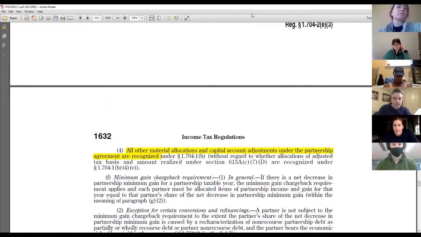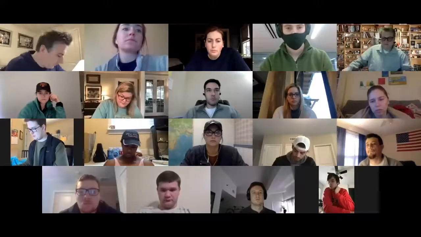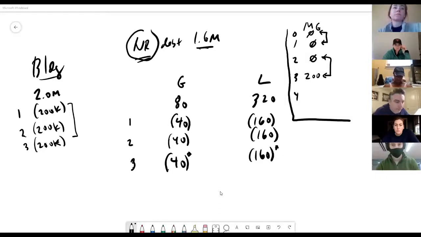And applying that here, we satisfy all those here. This is pretty easy. It's pretty straightforward. So these allocations are deemed to be in accordance with PIP under -2E. Whereas these up here were substantial economic effect. Okay. So that is our answer to A.